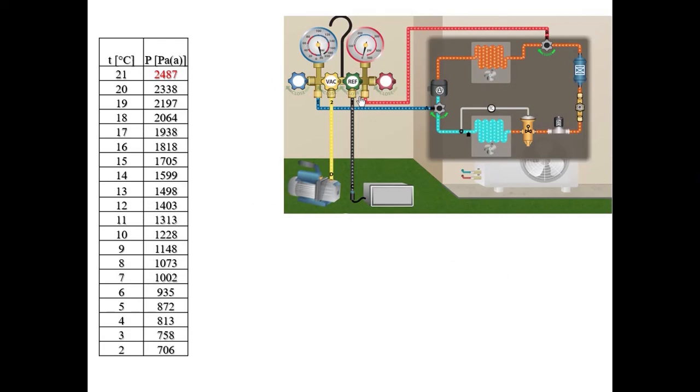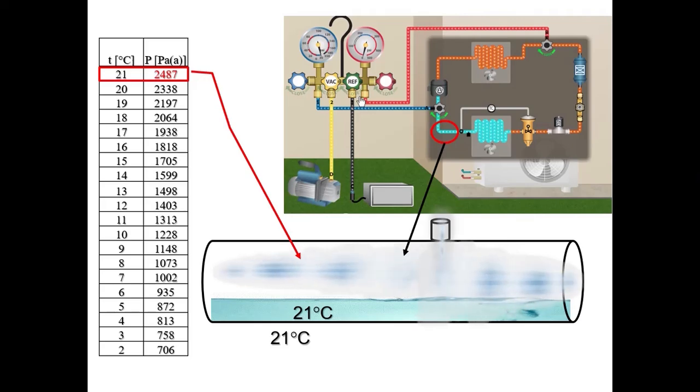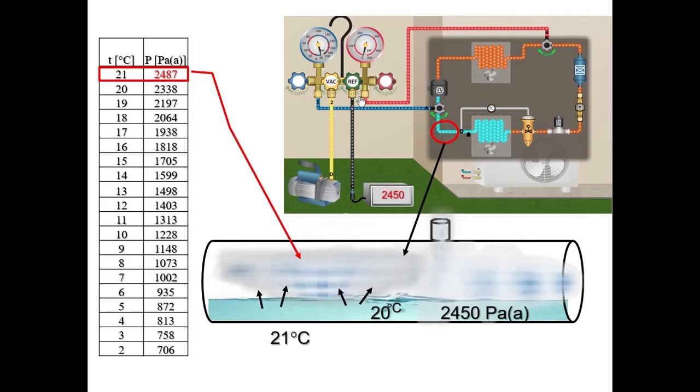Assume there is a large amount of water in this pipe. The ambient temperature is 21 degrees Celsius, so the water temperature is also 21 degrees Celsius. Water vapor pressure at this temperature is 2,487 pascals absolute. This means that when the vacuum pump is started, the water will not evaporate until the pressure reaches 2,487 pascals absolute. Now the vacuum pump is on, non-condensables are removed, and the pressure reaches 2,487 pascals absolute. Now, water starts to evaporate and creates a large volume of vapor. The vacuum pump removes this vapor.